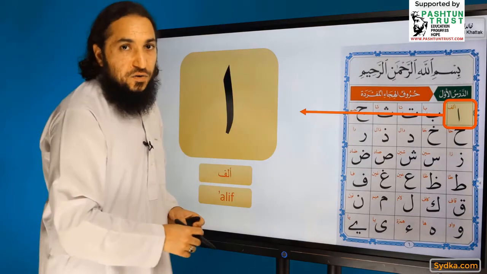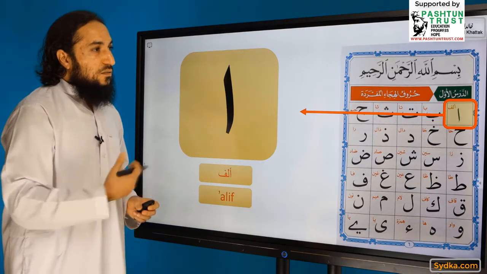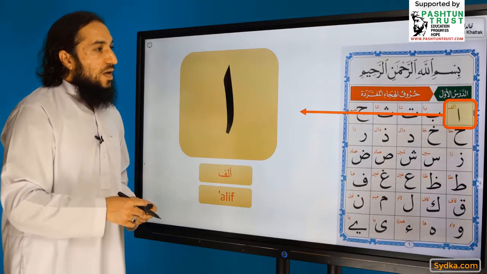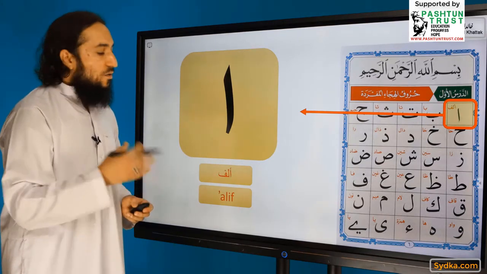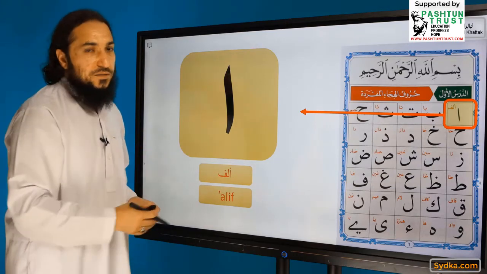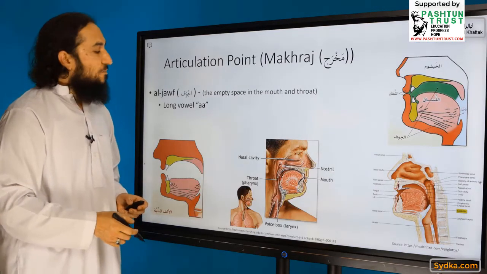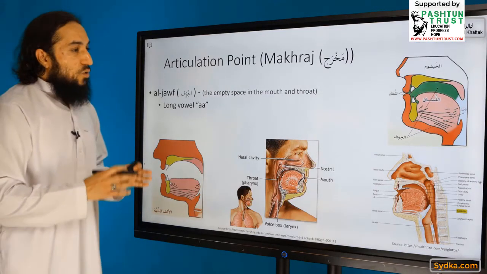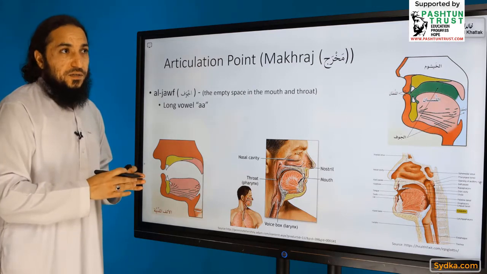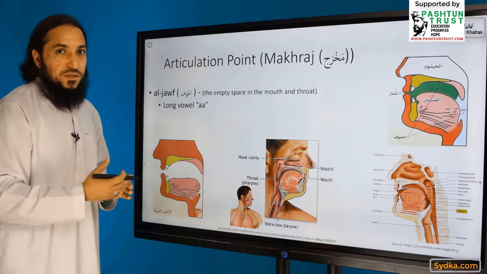The first letter of the Arabic alphabet is called alif. That's the name of the letter, and it is a long vowel when the letter before it has a fatha. We will explain that in the next few slides. Alif has multiple uses, and one is when it is used as a long vowel.